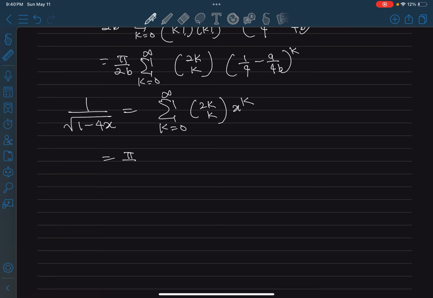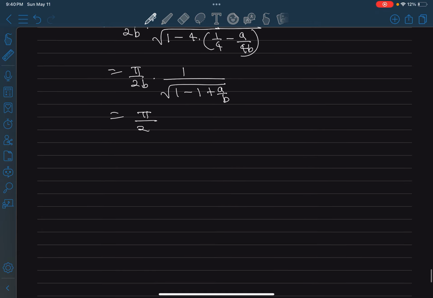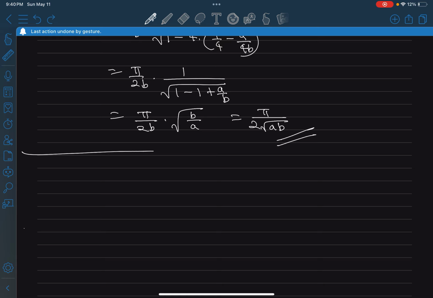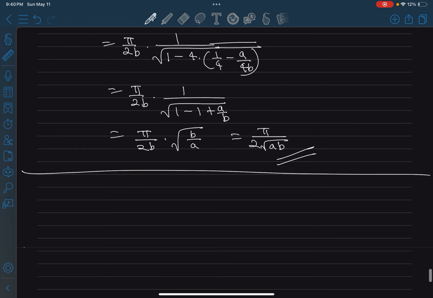So if you do that, we have pi over 2b. This expression can now be written as 1 by square root of 1 minus 4x, where x is 1 by 4 minus a by 4b. That gives us pi over 2b times 1 by square root of 1 minus 1 plus a by b. And beautifully, I think you see where it's going, square root b by a. So that means pi by 2 square root ab. And that verifies that the answer is correct, because that's what we were supposed to get. Even our general solution gave the same answer, pi by 2 root ab.